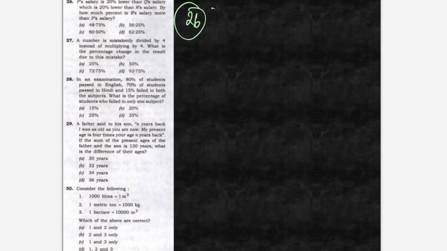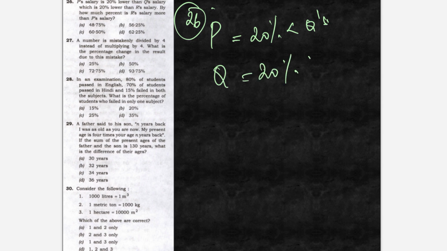So 26th question. P's salary is 20% lower than Q's. Now what I'll do is, I'll write it down. So Q's salary is 20% lower than R's. Let's start with an imaginary number of 100, right? Question number 26 seems to be workable. So let's convert it all into numbers. Let's not work it in terms of abstract percentages. Let's assume that R is getting 100 rupees, because nothing is mentioned clearly.